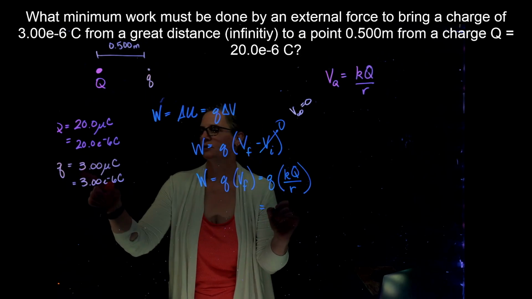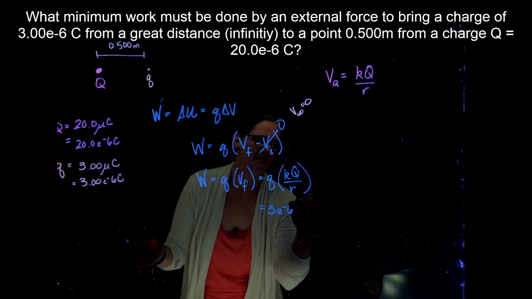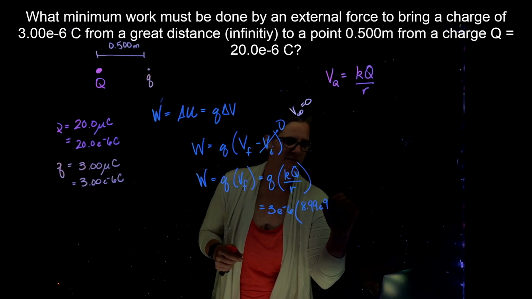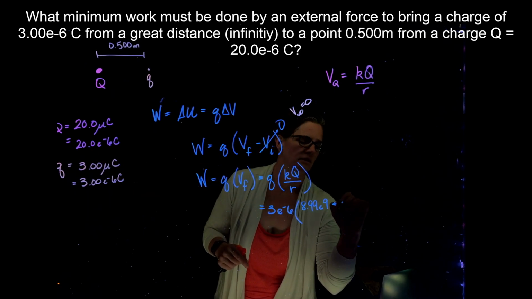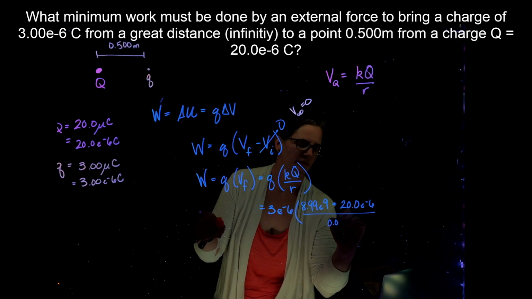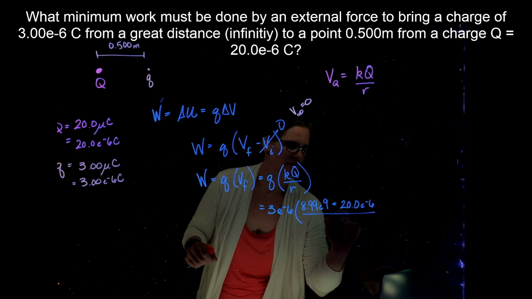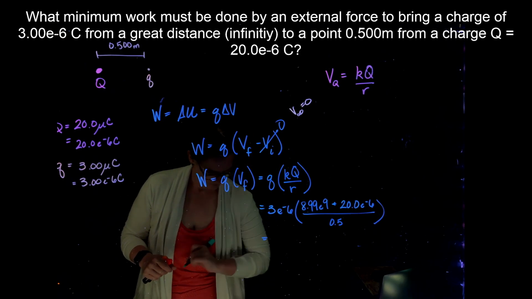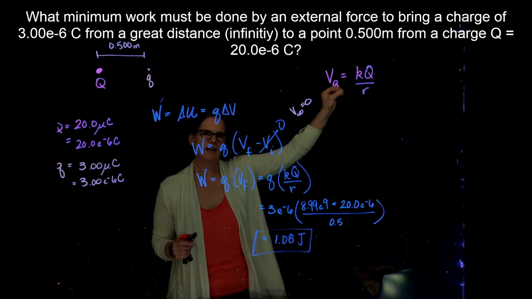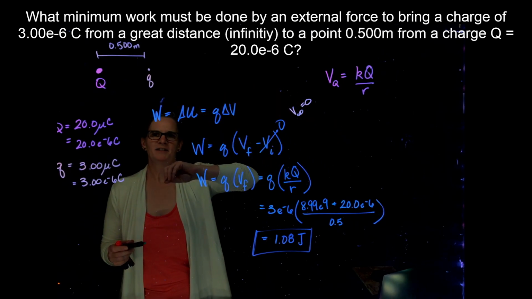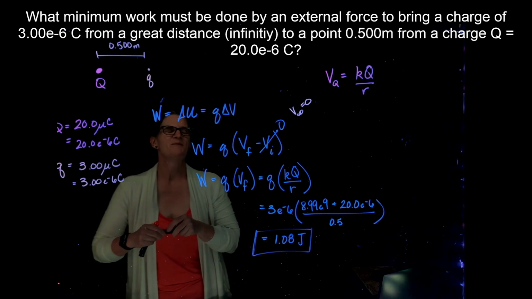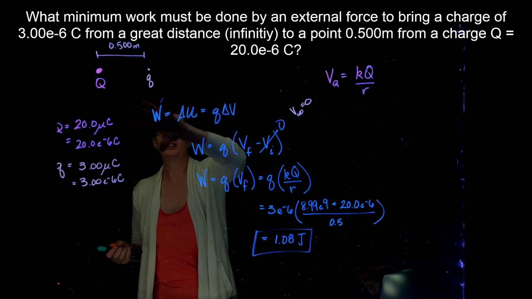And so we have q of 3 times 10 to the minus 6 times k, which is 8.99 times 10 to the 9th, times our charge, all over the radius. Oops, not 0.5. So we have 1.08 joules of work is needed to move that point charge q in to being this close to our stationary charge. That's the change in energy that we put on charge little q, and therefore the work. And it's got to be related to the potential in that area.